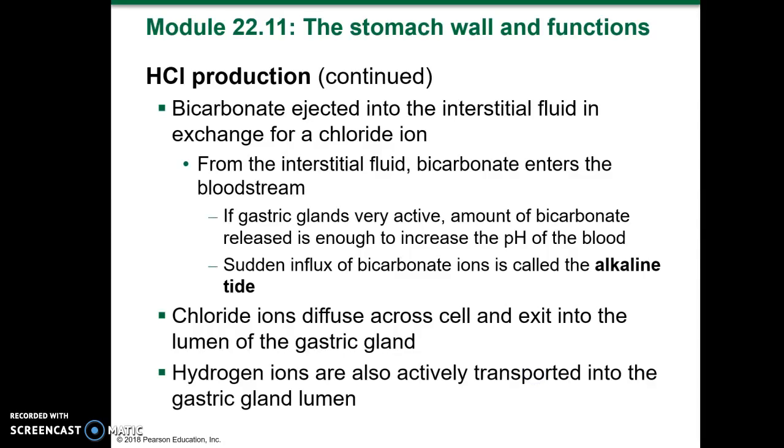The bicarbonate is ejected into the interstitial fluid, in exchange for chloride ion. And from the interstitial fluid, bicarbonate enters the bloodstream. If the gastric glands are very active, the amount of bicarbonate released is enough to increase the pH of the blood. A sudden influx of bicarbonate ions is called the alkaline tide.